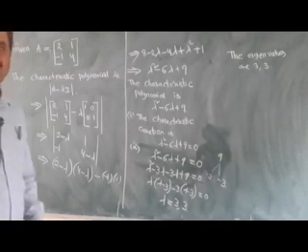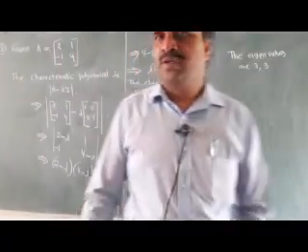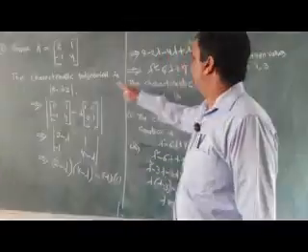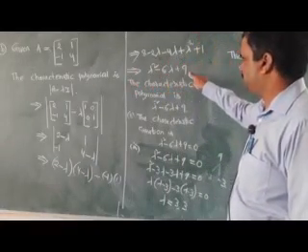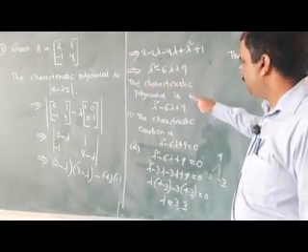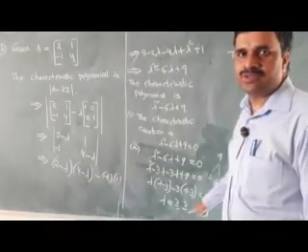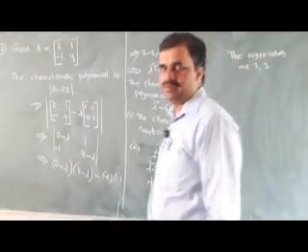So, very simple. We have to find the characteristic polynomial, the determinant of A minus lambda I. Simply lambda square minus 6 lambda plus 9 is the characteristic polynomial, equal to 0 is the characteristic equation, and we solved it. We got the roots also, that is the characteristic values. That's all.